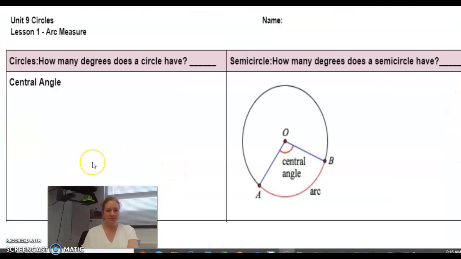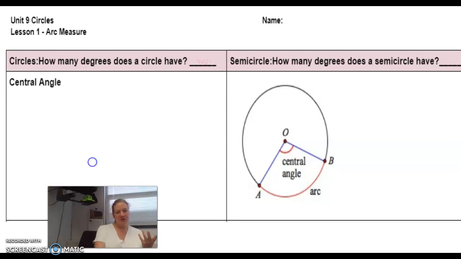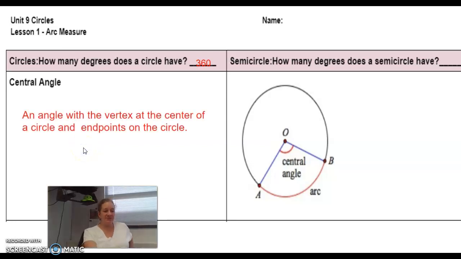Okay? All right. So we're going to start talking about circles in general and central angles, which are the nicest angles in a circle. Before you can understand how to find the measure of a central angle, how many degrees does a circle have total? Well, we know a semicircle is 180. A circle has 360 degrees. If I start at A and go all the way around the circle, it would be 360 degrees. That is magical.